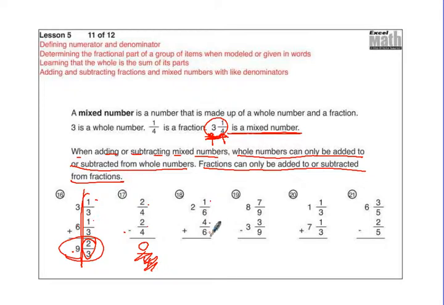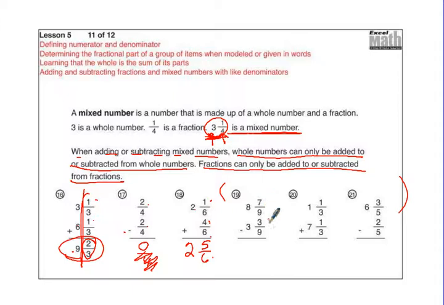1/6 plus 4/6. Everybody write 5/6 on your paper right now, because 1 and 4 makes 5, and we keep the same denominator of 6. 2 plus nothing equals 2. 2 and 5/6. Go ahead and finish out 19 to 21. Pause the video, turn it back on when you're ready for the solution.